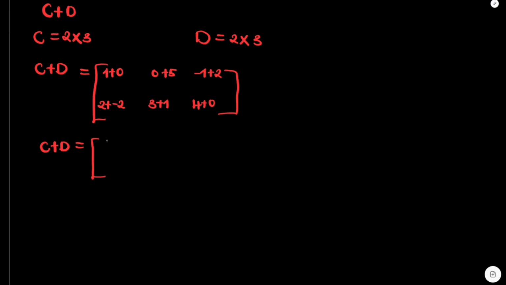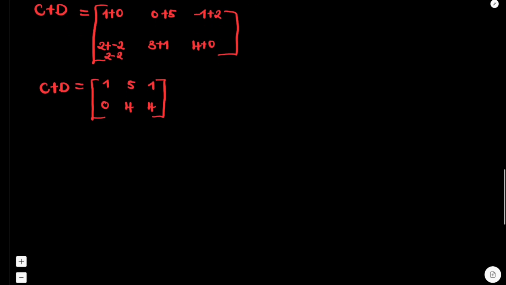So we have 1 plus 0, which is 1. 0 plus 5, 5. Minus 1 plus 2, 1. 2 plus minus 2, which is basically 2 minus 2, 0. 3 plus 1, 4. And 4 plus 0, which still gives 4. So this is our matrix C plus D. It is very easy, very simple, very straight to the point. Okay, this is it for addition. So we go to subtraction.